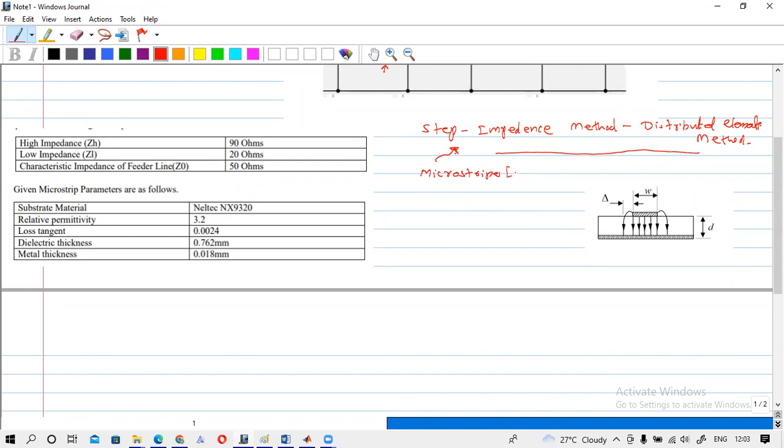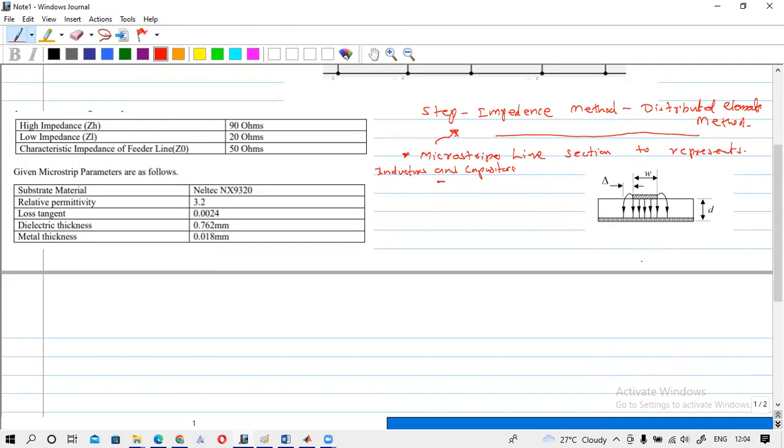That is a sort of transmission line. Microstrip line sections to represent, or to work as, inductors and capacitors. So we will see how to do this. And before that I will give you a very brief introduction about the microstrip line.